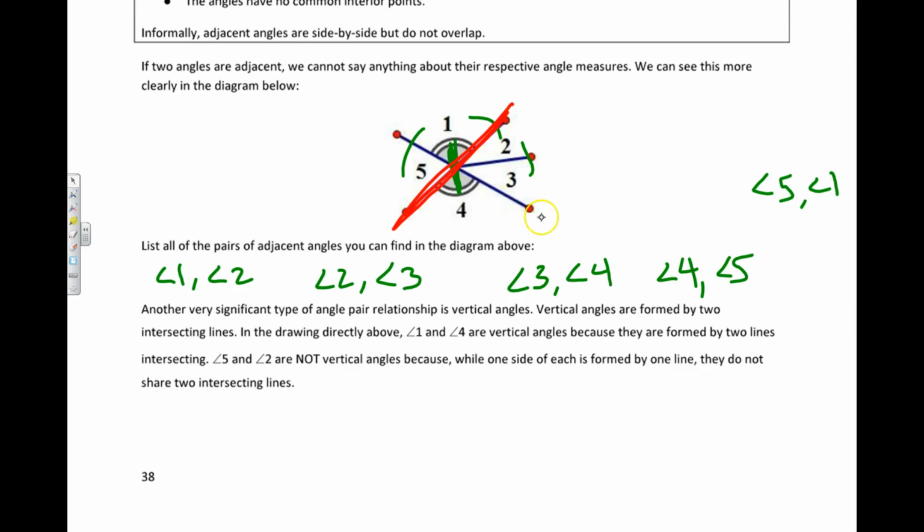So this line and this line make up the sides of angle 1 and angle 4. They're the only vertical angles in this diagram because any other angle pair isn't formed by the same two lines intersecting. So angle 5 and angle 2 are not vertical angles because while this side forms one side of each of them, angle 5's other side is from this line here, and angle 2's other side is from this line here, so they're not vertical angles.